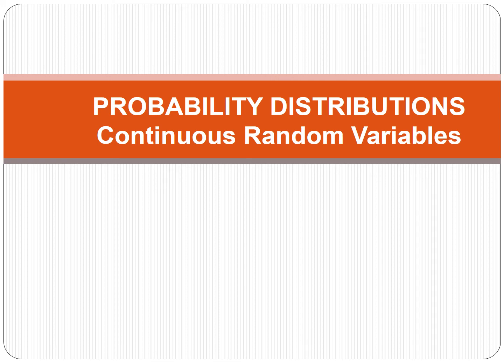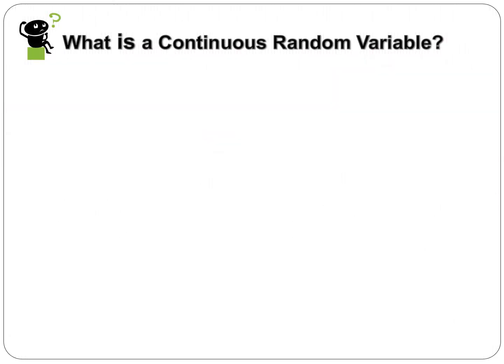Today's lesson is on continuous random variables. Before we define a continuous random variable, let us recall the discrete random variable. So what is a discrete random variable? A discrete random variable x takes any one value from a set of values which is finite or countably infinite, each with an associated probability.